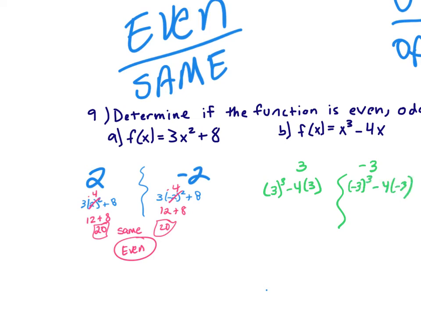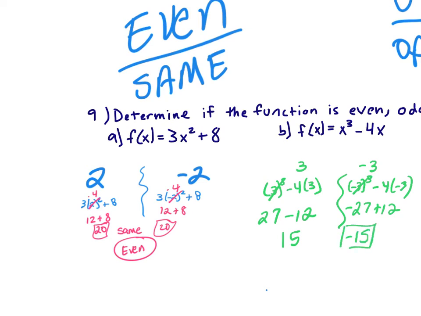Okay, so now I'm using 3. So 3 cubed. 3 times 3 is 9 times 3 is 27 minus 12. What's 27 minus 12? 15. Okay. Now over here I have -3 cubed. That gives me -27 plus 12. What's -27 plus 12? -15.